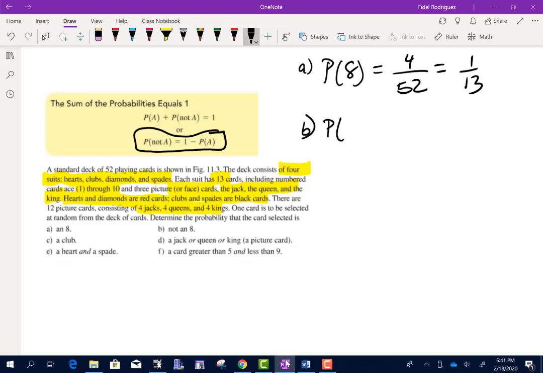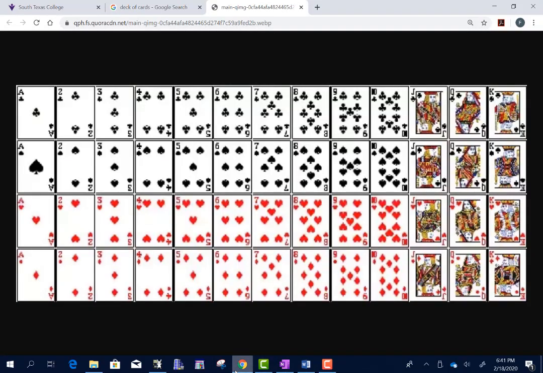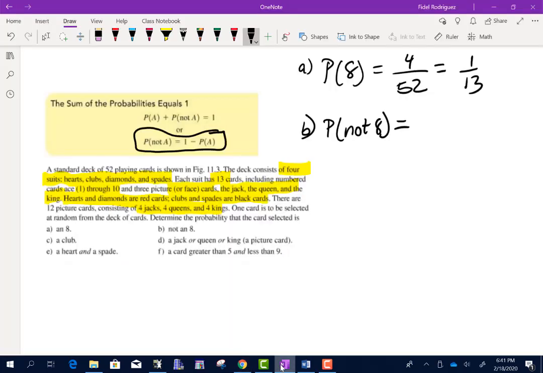So what's the probability that we have not an 8? Okay. So a couple of ways we can think about doing this. If we know, coming back to my picture, that 4 of them were 8s, how many were not 8s, right? Well, we know we have a total of 52. So if I take 52 and I subtract those 4, we should be left with 48 over 52. Okay. Guys, if we reduce this, this is going to give me 12 over 13.